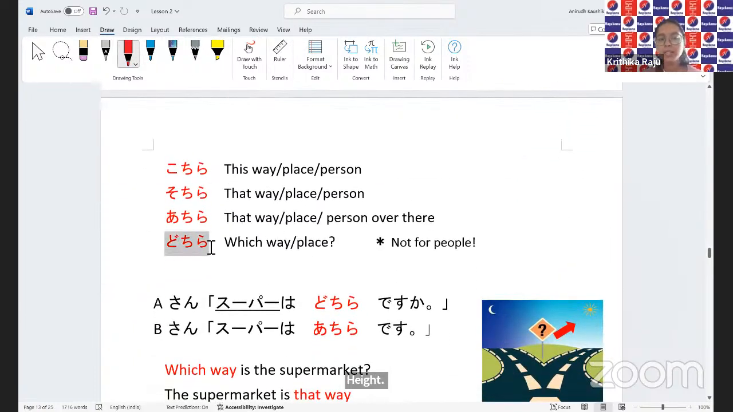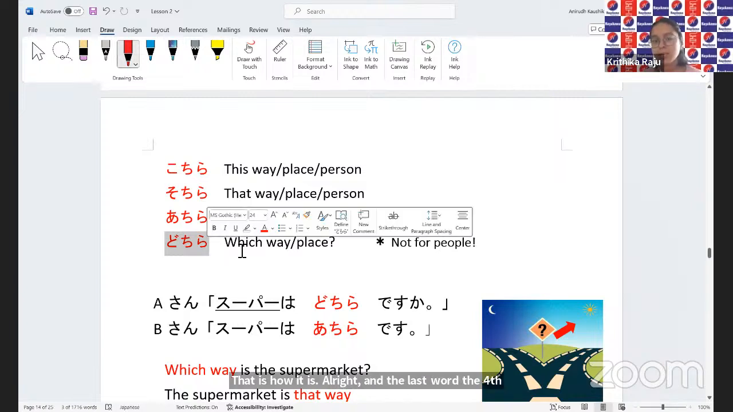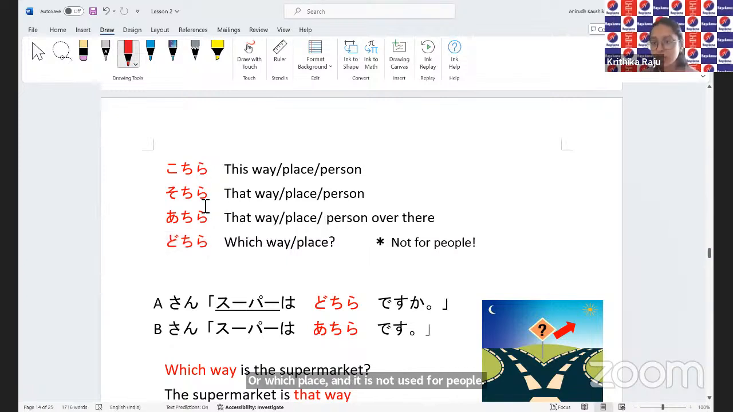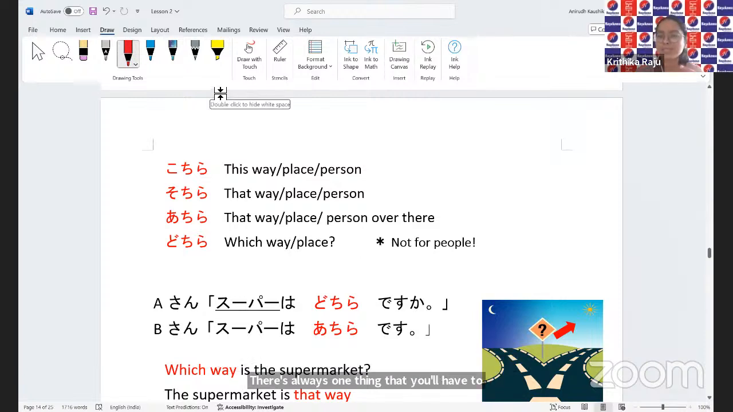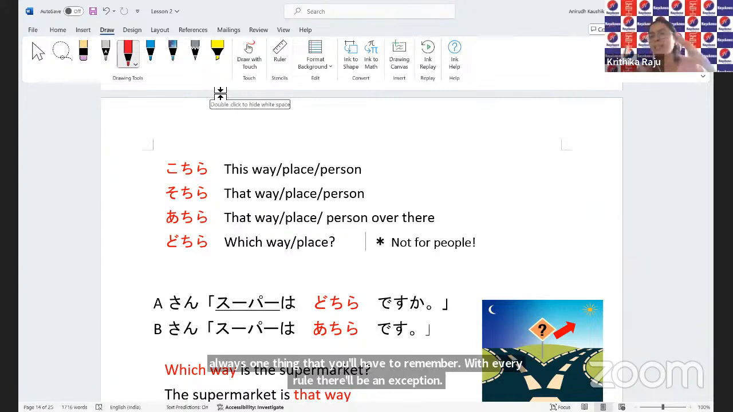And the fourth word, the question word, dochira, takes the meanings which way or which place, and it is not used for people. The other three words, kochira, sochira, achira, are used for people also. This person, that person over there, no problem. But dochira is not used for people. The question word is not used for people. So that's one thing that you'll have to remember. There's always one thing you'll have to remember. With every rule, there'll be an exception. This applies to all of this, but it doesn't apply to this.